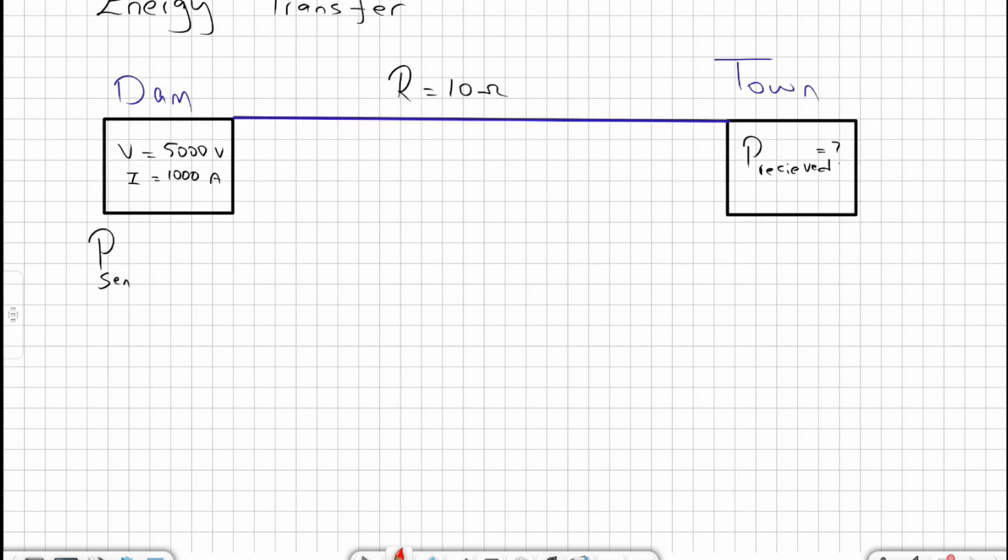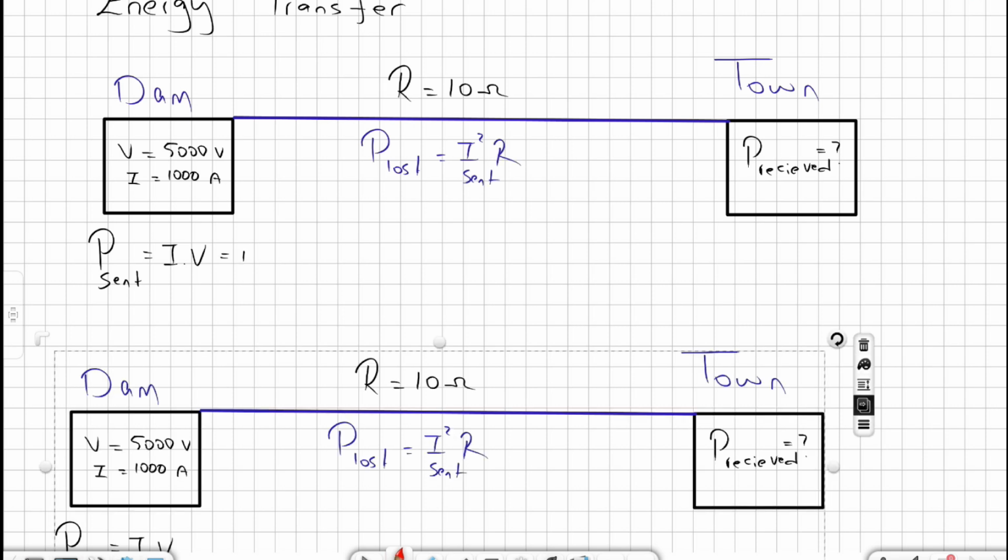Please remember that power sent is always equal to I times V, and power lost is always equal to I square times R. The current here is the sent current. Let's find the power sent first. This is equal to 1,000 amperes multiplied by 5,000 volts, which is equal to 5 times 10 to the power 6 watts, which is 5 megawatts or 5 million watts.